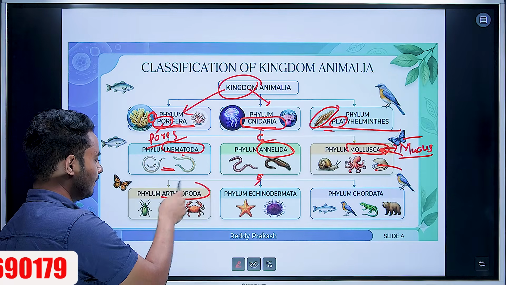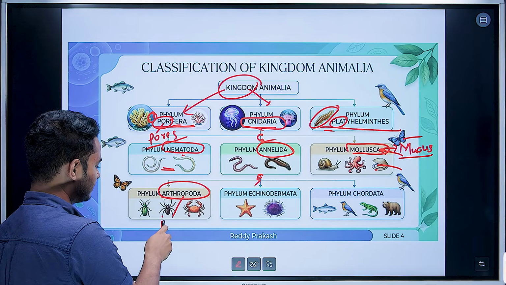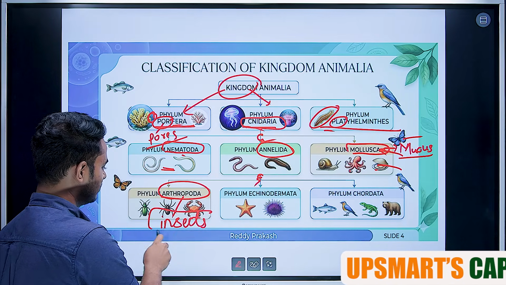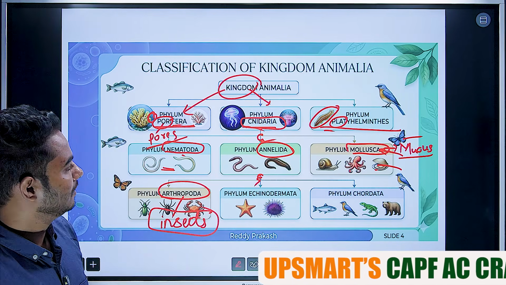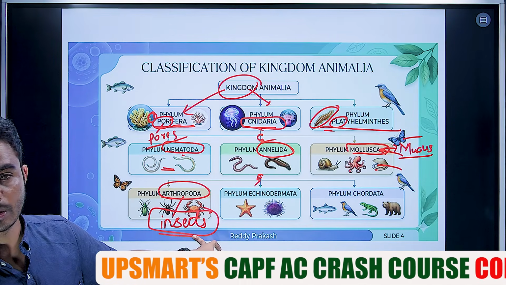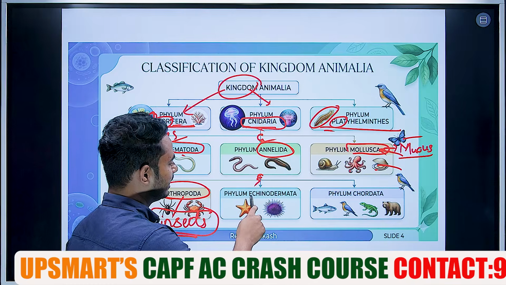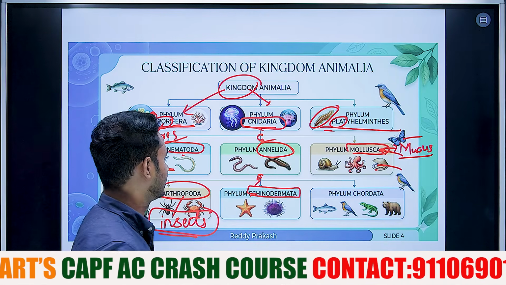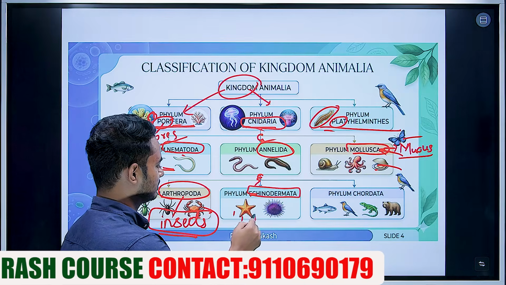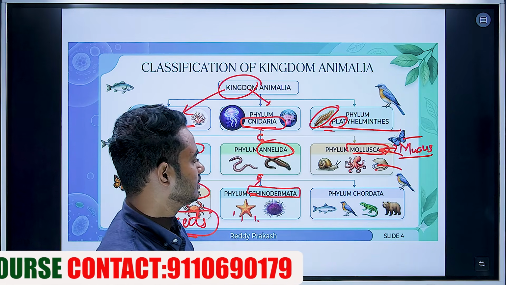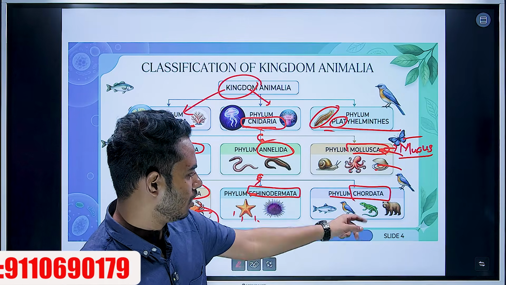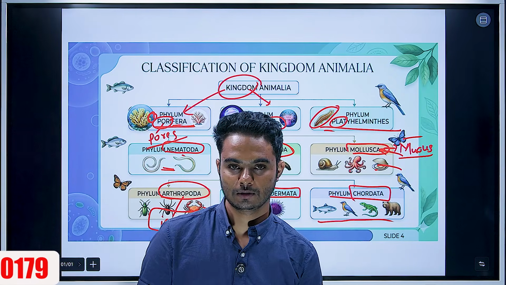Next is Arthropoda. Arthropoda are usually insects. The most dominant phylum. Most dominant means the highest numbers in kingdom Animalia are insects. Arthropoda. Next is Echinodermata. Okay. Starfish and other things are Echinodermata. Next is phylum Chordata. These will have a chord, that is why it is called phylum Chordata.